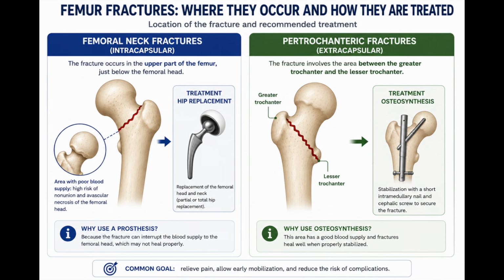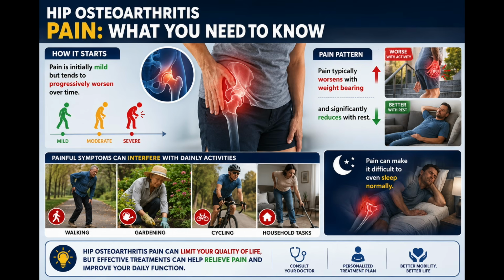The trochanteric fractures, on the other hand, are found in a better vascularized area and are treated in most cases with osteosynthesis with a short intramedullary nail, which allows for rapid stabilization and early mobilization. In all cases, the goal of treatment is to allow the patient to return to walking as soon as possible, reducing the risk of complications related to prolonged immobility.